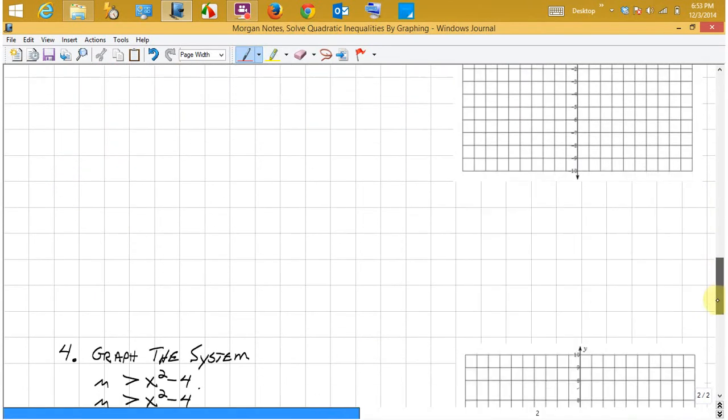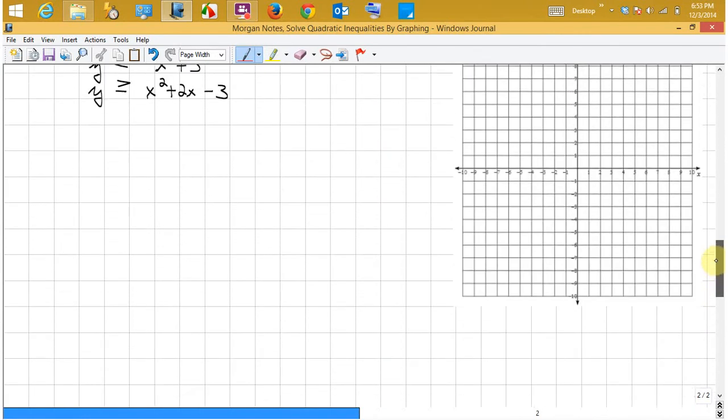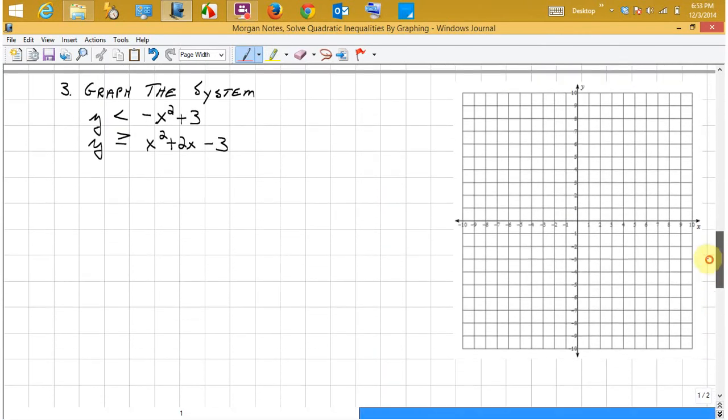Okay, now we have a situation where we're graphing a system. That's going to be 2 parabolas. What we're going to do is have the overlap of the shading be the true solution. Just like when I did lines and I shaded one side of the line, then I had another line and I shaded it, it's where the overlap is that would be the solution. So let's see what we have.